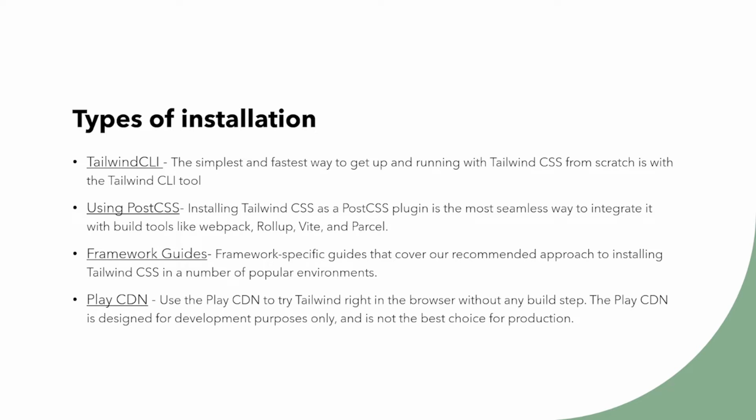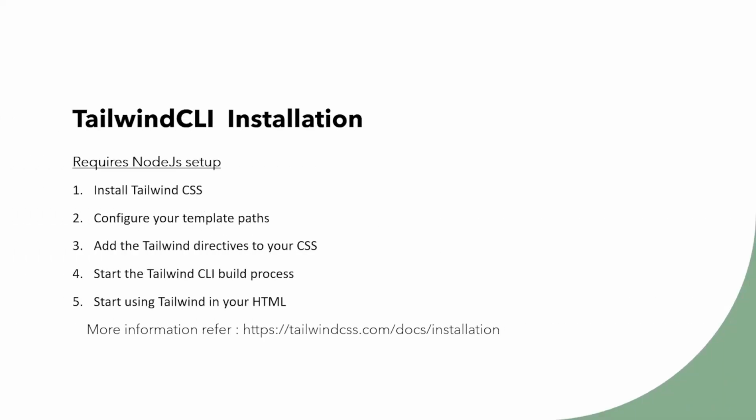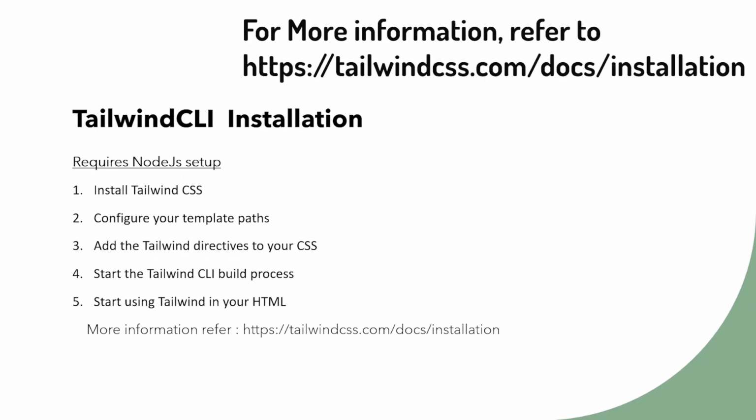Okay, let's get started with Tailwind CLI installation. This requires Node.js setup, first of all. And there are 5 steps to do. One is install Tailwind CSS. Then you need to configure the template path, then add Tailwind directives to your CSS, then start the Tailwind CLI build process, then start using Tailwind in your HTML. For more information, please refer to tailwindcss.com/docs/installation. Let's get started.